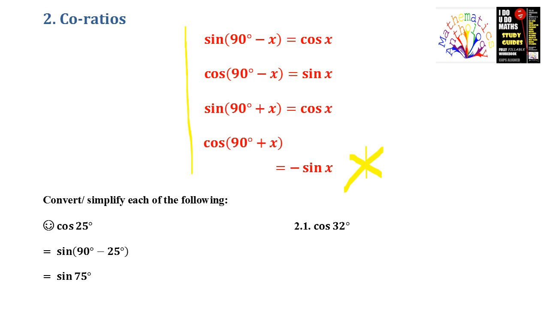So the cos of 90 plus x is one you need to be wary of because that changes to a negative sine x. So convert or simplify each of the following. Cos of 25. So cos 25 will change to sine of 90 minus 25, which is sine of 75.